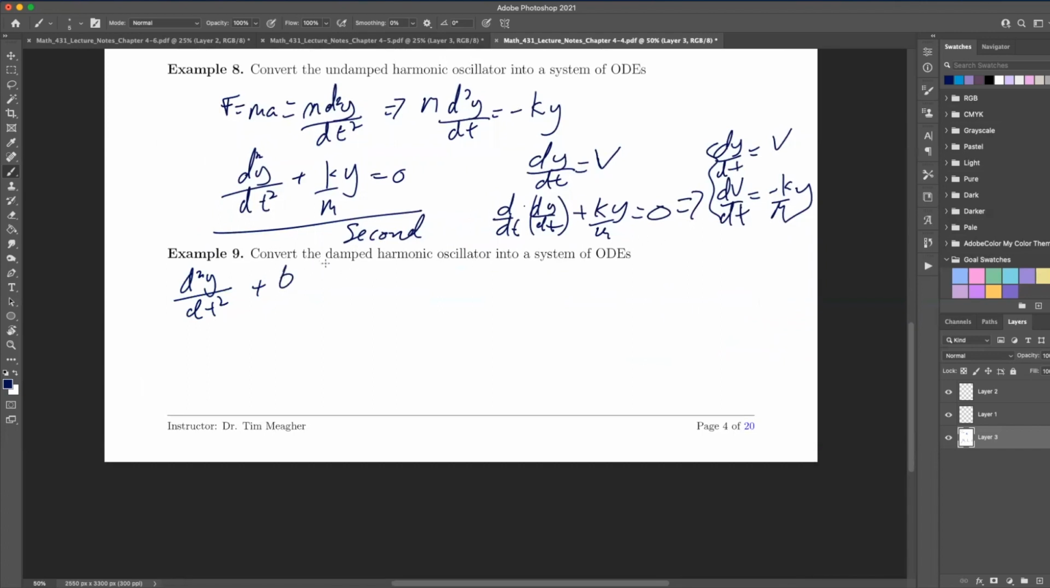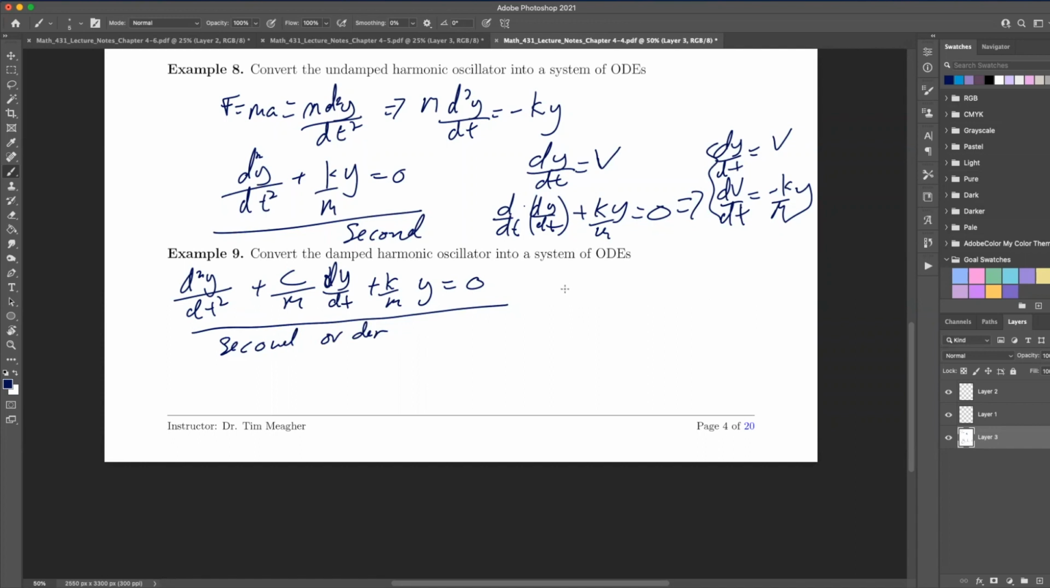B or C. I think we were using C, so let me use C. Over m dy dt plus k over m y equals 0. So here we have this. So this is second order, right? So second order.